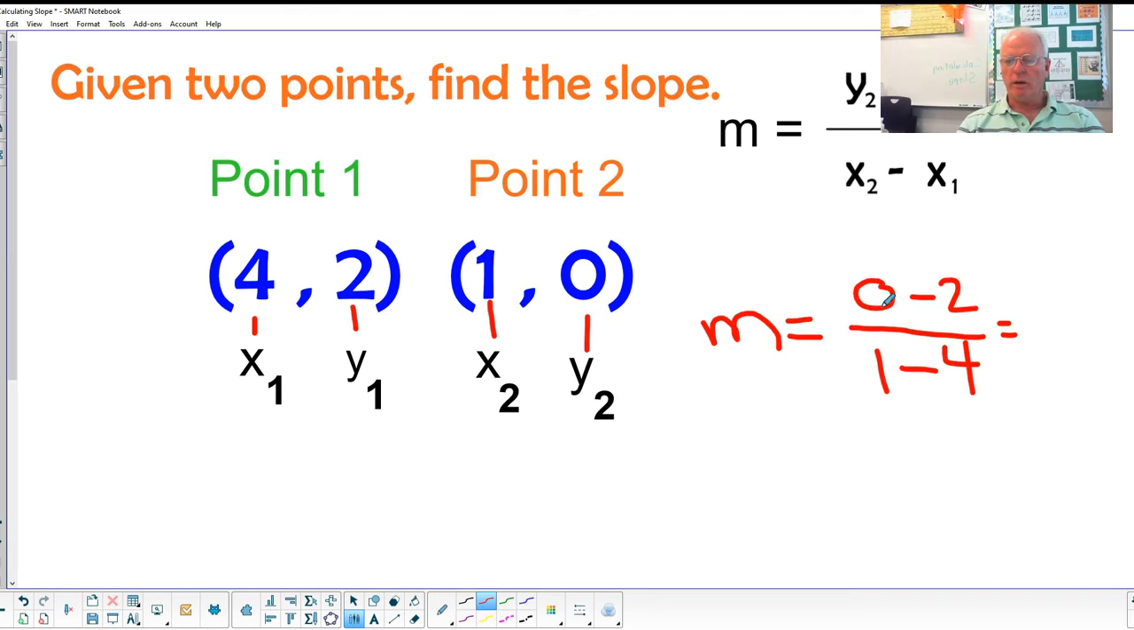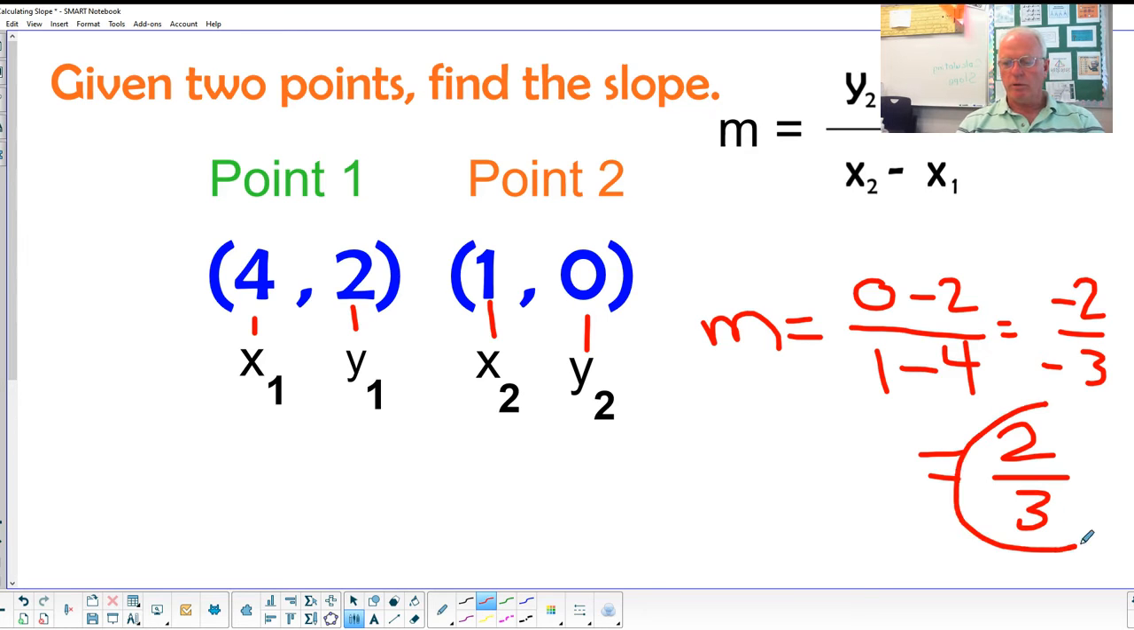If we just go ahead and subtract them, 0 minus 2 is negative 2, and 1 minus 4 is negative 3. And if I have two negatives, they cancel each other out, because a negative divided by a negative is a positive. So the slope of my line, final answer then, would be 2/3. And that's all there is to this slope formula.